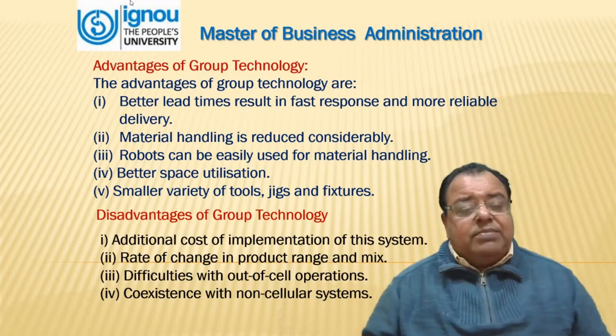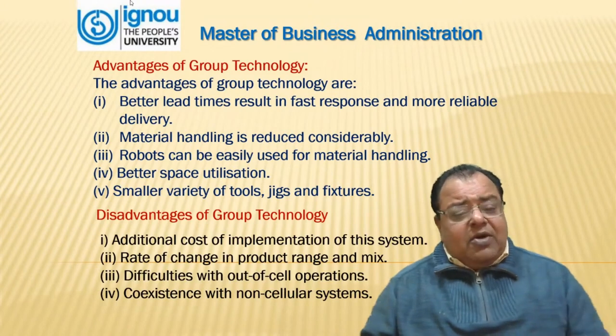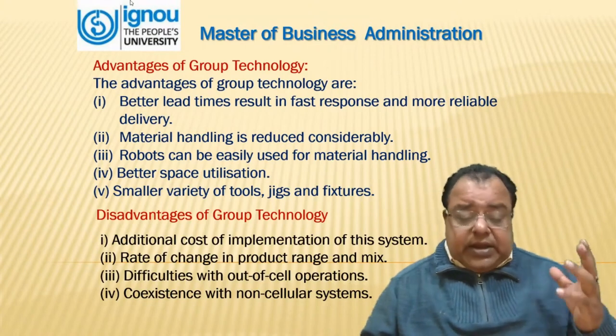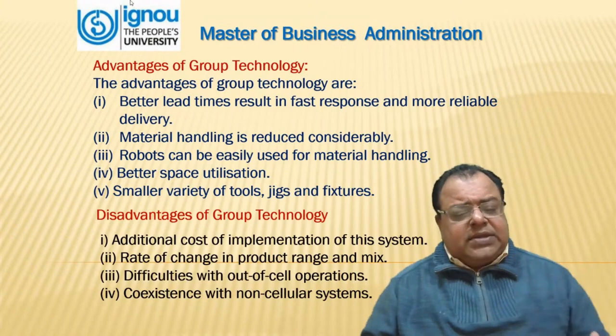If something has advantage, it has disadvantage also. Additional cost of implementation of this system, rate of change in product range and mix, difficulties with out of cell operations, and coexistence with non-cellular systems.